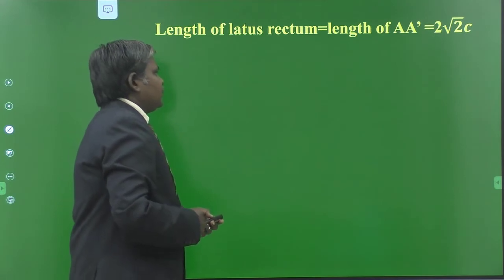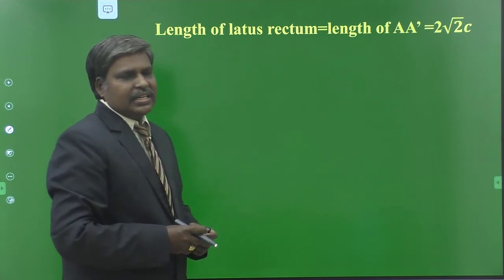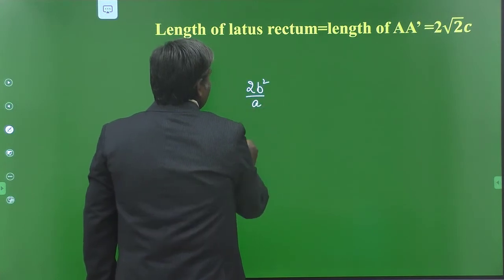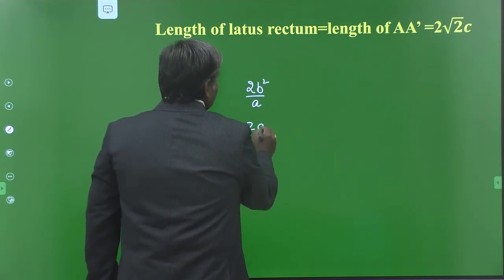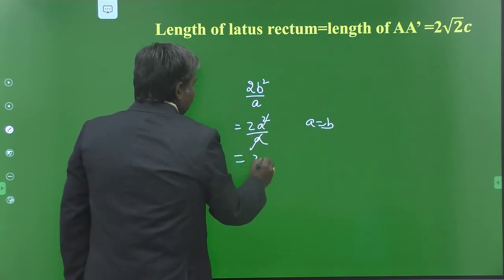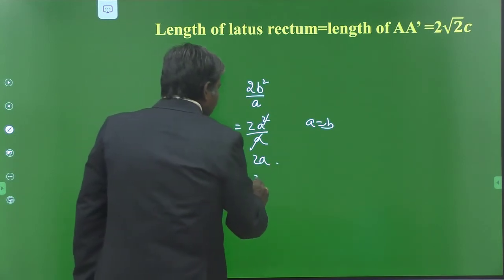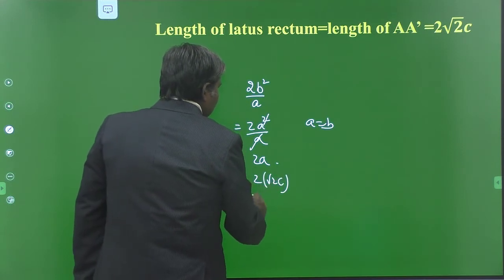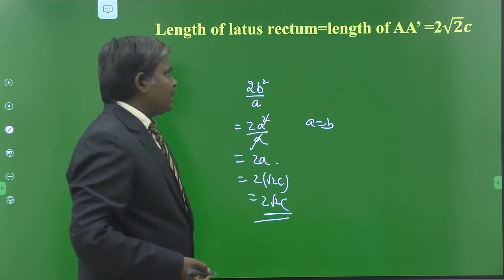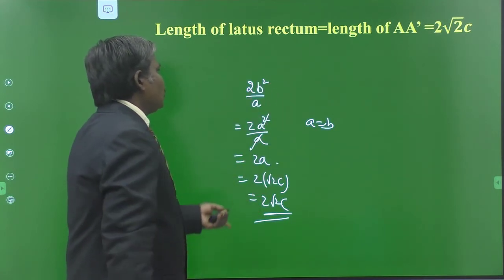The length of the latus rectum is equal to 2 root 2c. What is the length of the latus rectum? For a hyperbola, the length of the latus rectum is 2b square by a. That is nothing but 2a square by a, for a equal to b. So that is nothing but 2a. 2a is nothing but the length of the transverse axis, that is 2 root 2c. A means what? Root 2c. That is nothing but 2 root 2c. Understand? This is the length of the latus rectum, which is nothing but the length of the transverse axis, 2 root 2c.